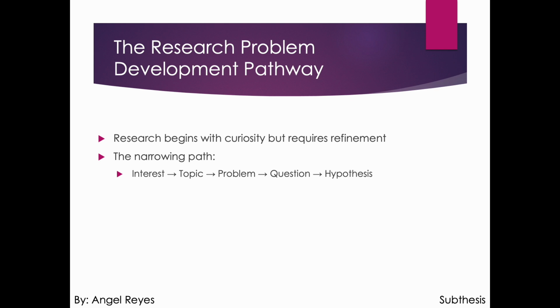We start with a broad interest area that captures our attention. We then focus on a specific topic within that interest. From there, we identify a specific problem or gap that needs investigation. This problem then gets formulated into precise research questions, which may lead to testable hypotheses in certain research traditions. This pathway helps transform vague curiosity into structured inquiry.